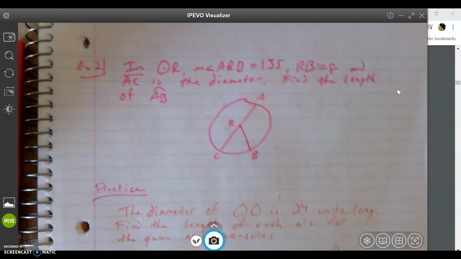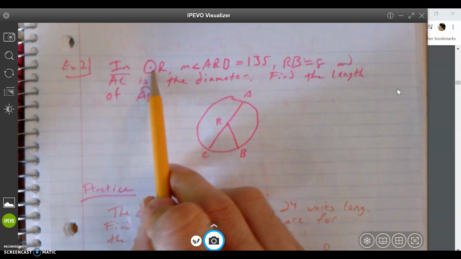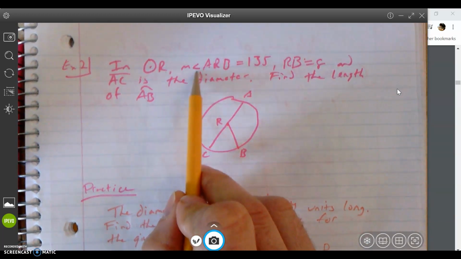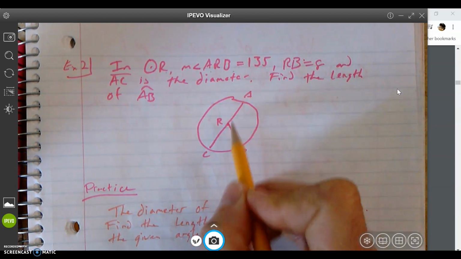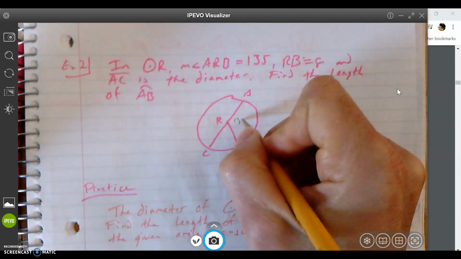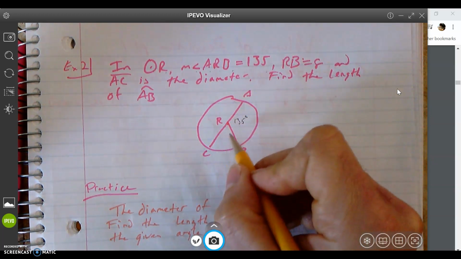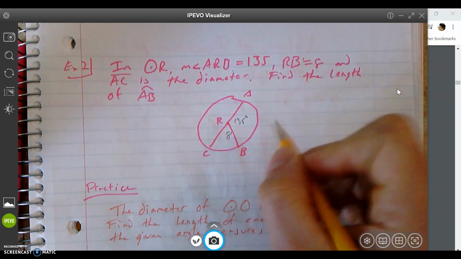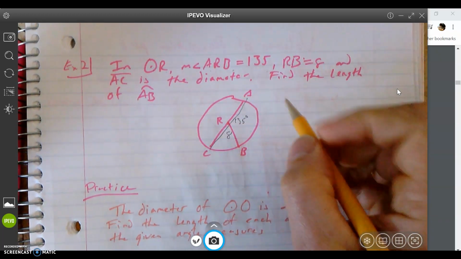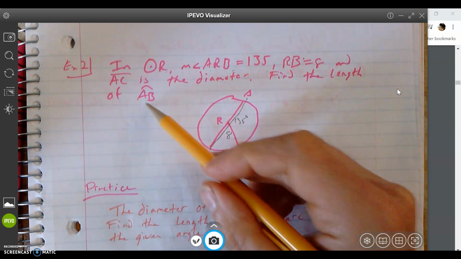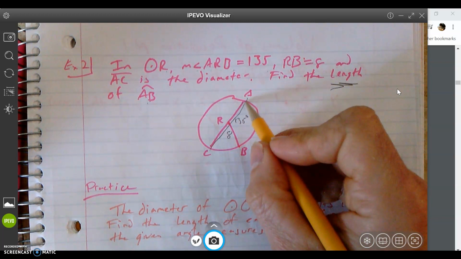All right. So here's example 2. Write this down, pause the video. In circle R, the measure of angle ARB is 135. So ARB, 135. Mark up your picture. RB equals 8. And AC is the diameter. It goes to the center. Find the length, not the angle measure, but find the length. That's new-ish right there. Find the length of this part.